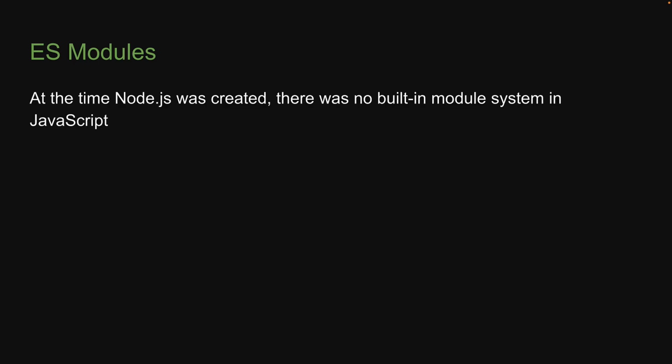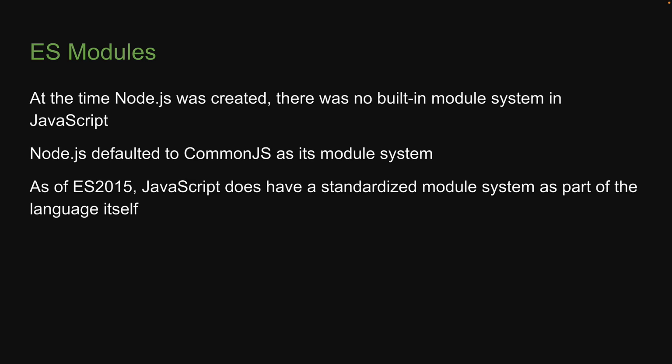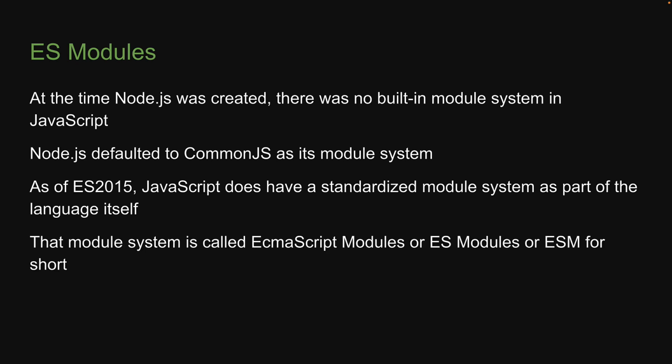Well, at the time Node.js was created, there was no built-in module system in JavaScript. Node.js defaulted to CommonJS as its module system. However, as of ES 2015, JavaScript does have a standardized module system as part of the language itself. That module system is called ECMAScript modules or ES modules or ESM for short.